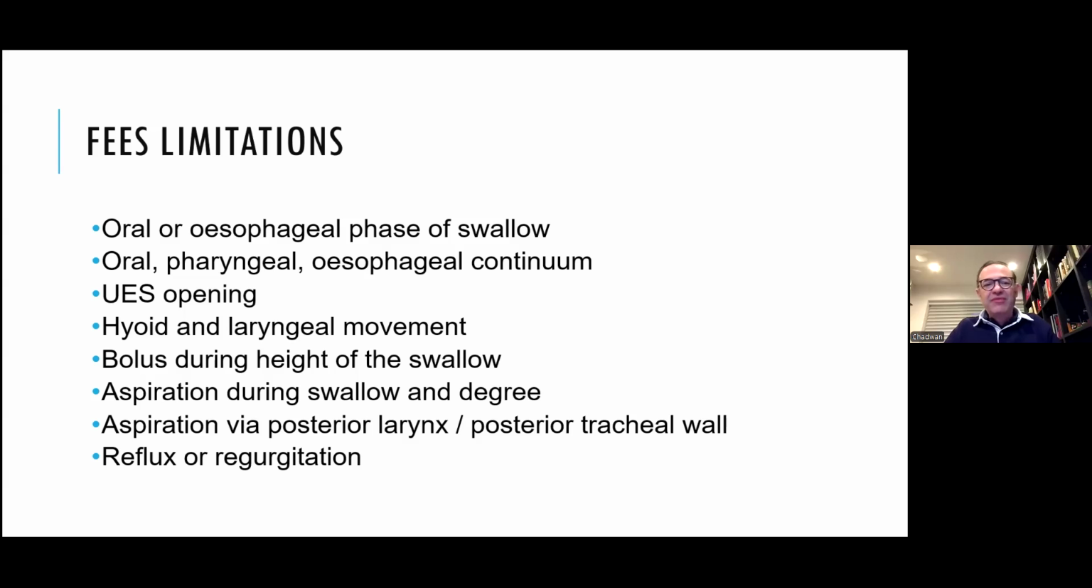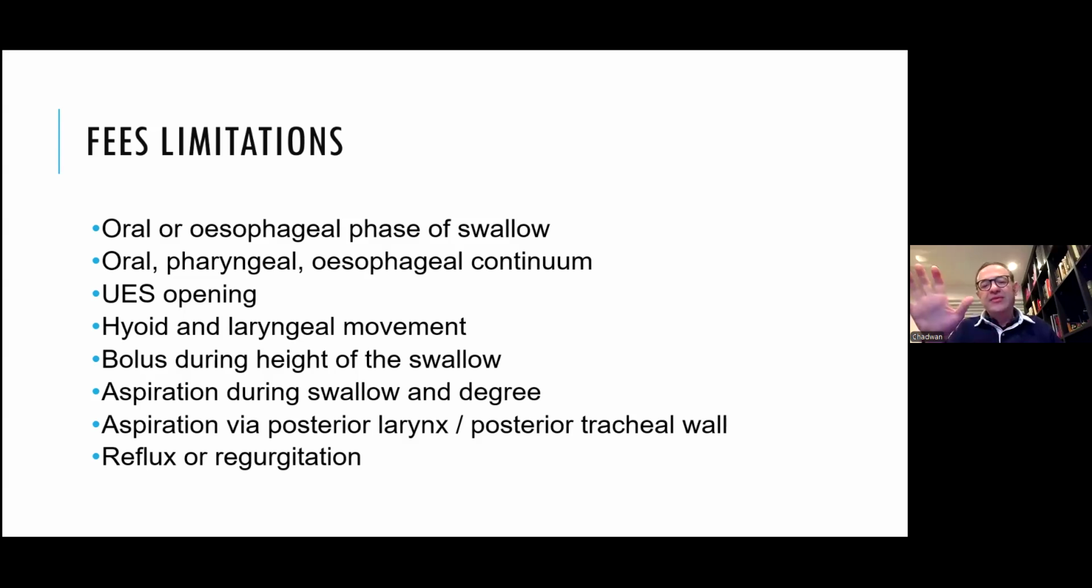So it completely misses the oral phase, and it misses the esophageal phase. And it lacks that view that you get with video fluoroscopy of that continuum of swallowing, because swallowing is a single process. Although we try to divide it, what happens somewhere in the oral phase affects what happens in the pharyngeal phase, and affects what happens in the esophageal phase. And with FEES, you lose that continuum view of the swallowing function. You can't see the upper esophageal sphincter opening. You can't assess hyoid-laryngeal movement. And you lose sight of the bolus at the height of swallow.